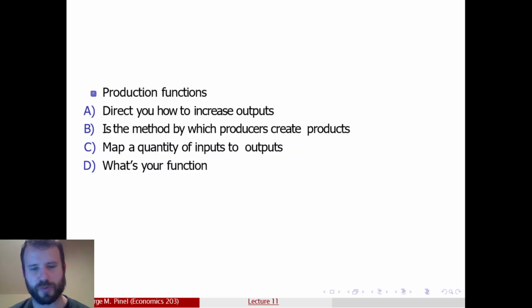Is the method by which producers create products. No, it's not like a supply chain or something like that. So no. Map a quantity of inputs to outputs. Yes, this is obvious, right? It's a function, so it's a map between x and y. What's your x? Your x is your inputs. What's your y? Y is your product, so your output. So production function is a map of quantity of inputs to outputs.